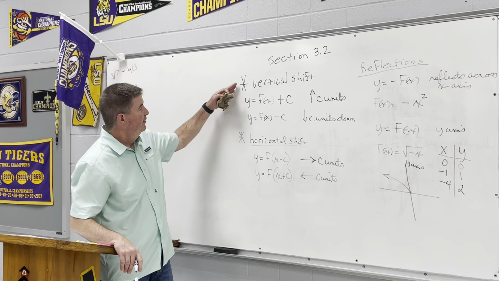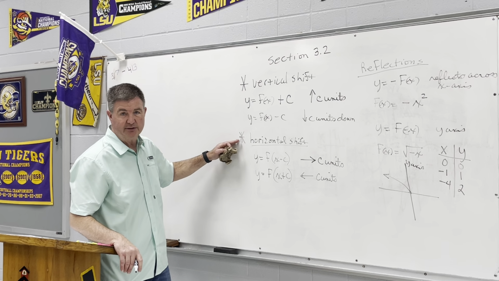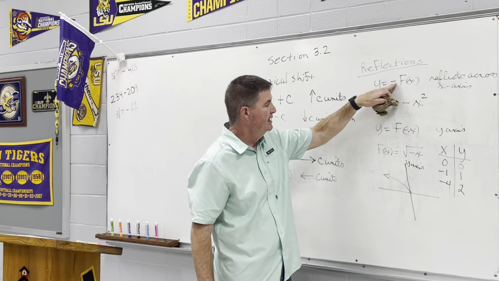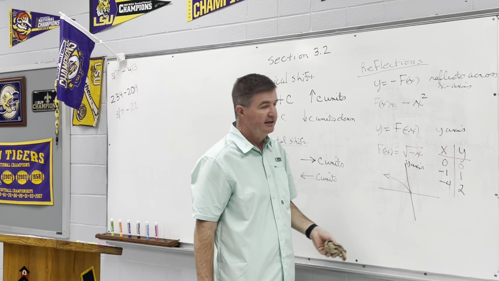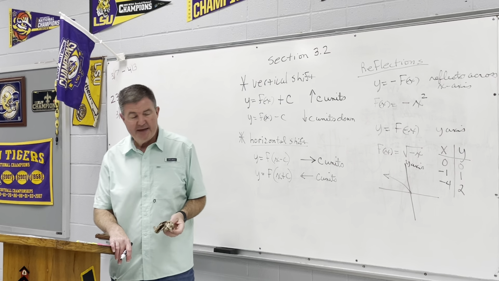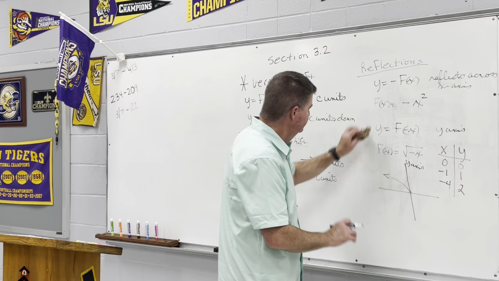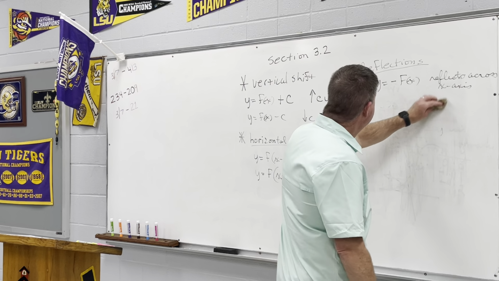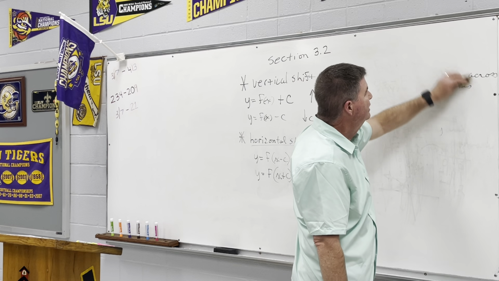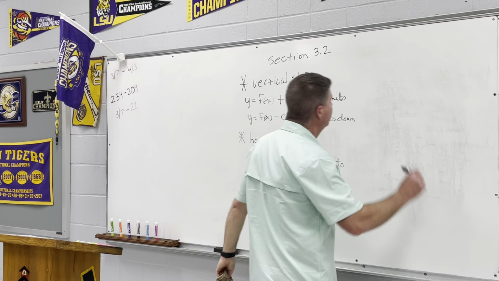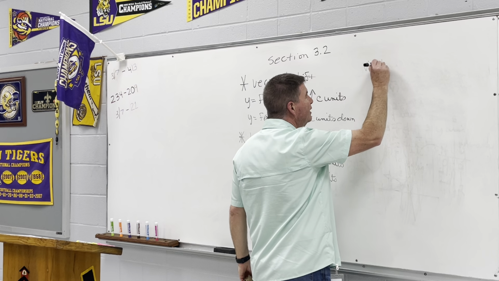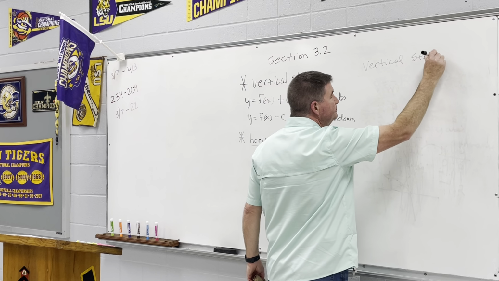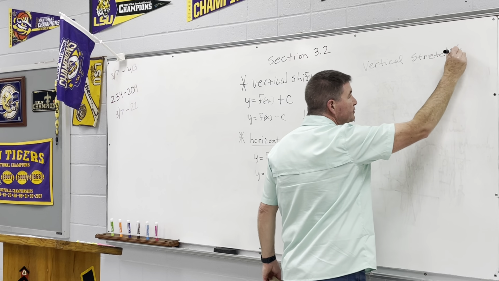So again, vertical shift up and down, horizontal shift left and right, reflections across the x on the outside, across the y if it's on the inside. And that leaves us with one more transformation, which is called a vertical stretch or shrink.